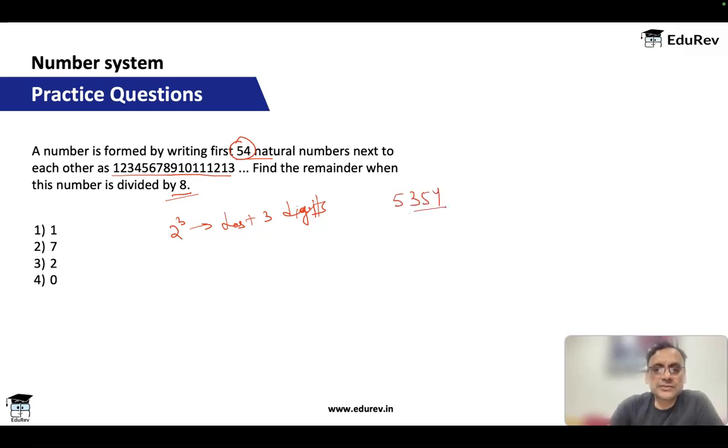So the last 3 digits will be 354, right? And 354, if you divide by 8, you can see 32 will be divisible. Then you'll have 34, again 32 will be divisible, and you will get a remainder of 2. Hence your answer will be the third choice. That's all that you have to do here, nothing extra, because for 8 you just have to check the last 3 digits. Let's move on.